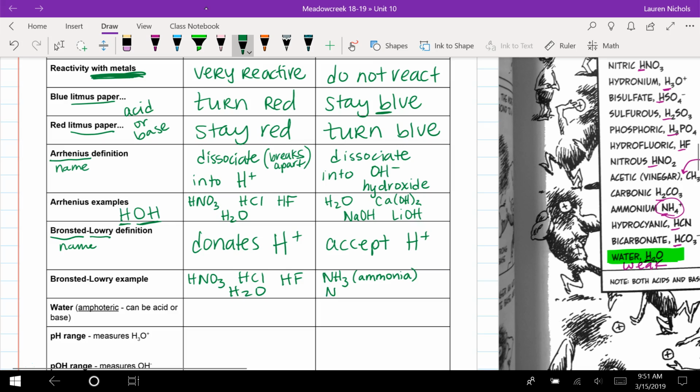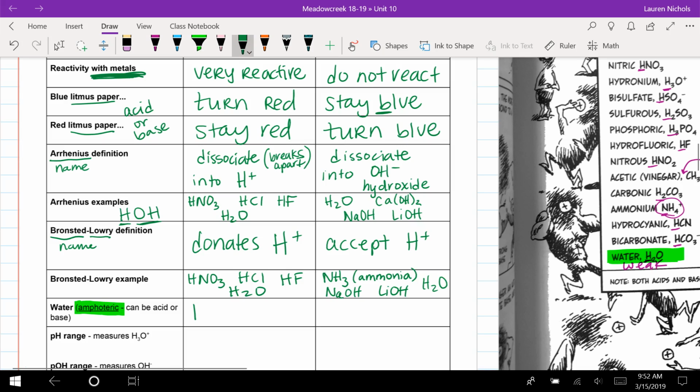But NaOH, LiOH, so sodium hydroxide, lithium hydroxide, water, they are all still considered bases. So the Bronsted-Lowry definition took what was classified as an acid and base and expanded it to include more chemicals. And so this is why water, which is a really important vocabulary word for you, is considered amphoteric. It can be an acid or a base, and I'll show you how.